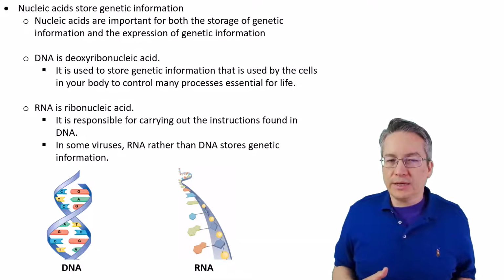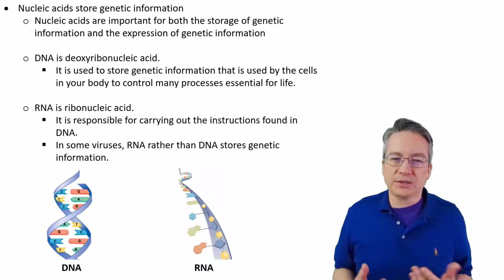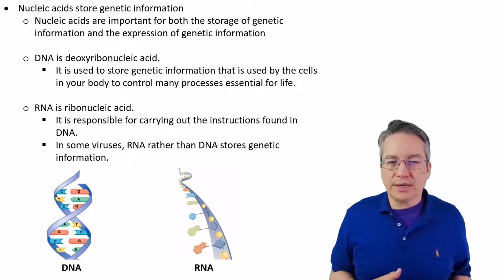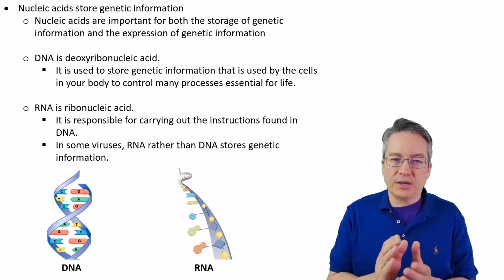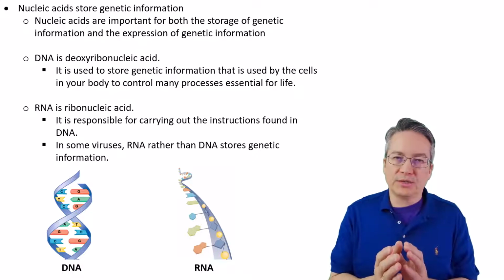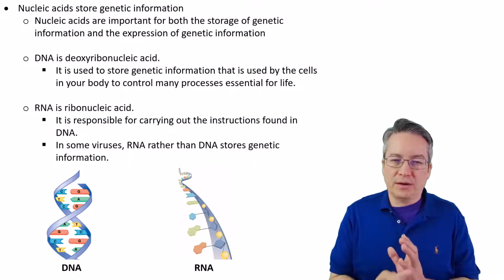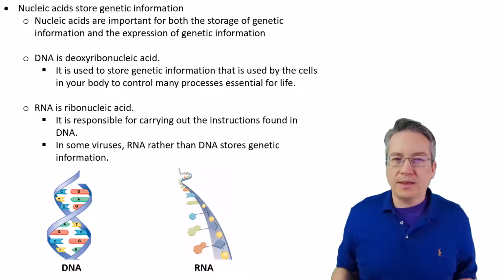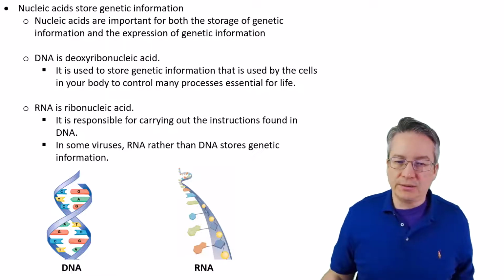RNA is ribonucleic acid. It's responsible for carrying out the instructions found in the DNA molecule. And actually, in some viruses, RNA is used rather than DNA to store genetic information. You can see here two diagrams. One is of DNA. DNA is actually made of two single strands that are put together. They're complementary strands, which is a term I'll define a little bit later in this video. But they are helical, meaning that they coil around each other. So it's a double helix. And then we have RNA, which is typically found in a single-stranded formation, which you can see here in this diagram.